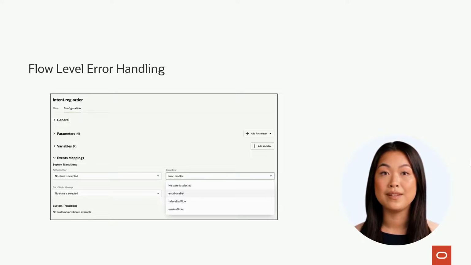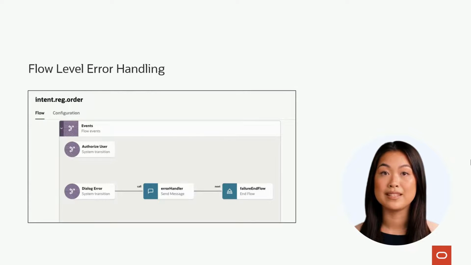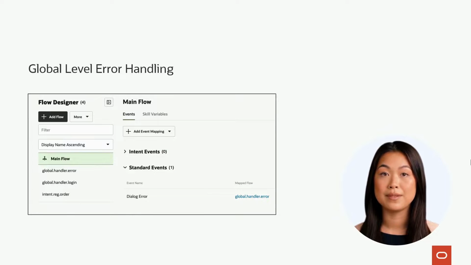In order to achieve this, you can implement error handling at the flow level to handle errors specific to that flow. This gives more control on how to manage those. But you can also create a global handler that will be called for unhandled errors when there are no other handlers.